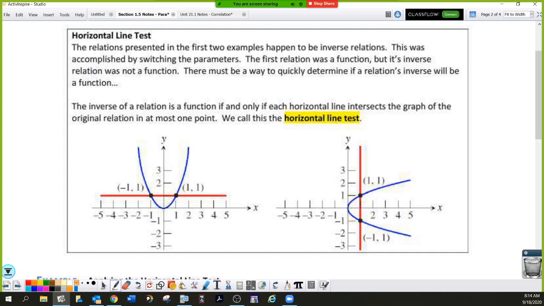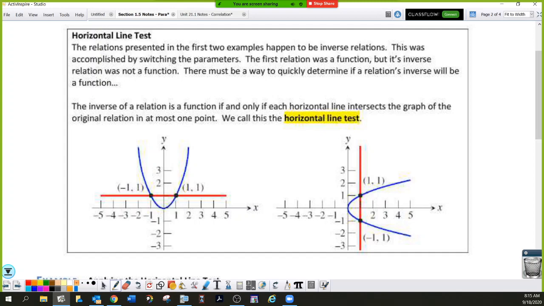Okay, horizontal line test. Wait, horizontal line test? That's right, you heard that correct. Just a second ago, we did 2 examples. The first one was a standard up and down parabola. It was a function because it passed the vertical line test. For the next example, we switched x and y, and we got a non-function because it didn't pass the vertical line test. But if you're switching x and y, every vertical line becomes a horizontal line, and every horizontal line becomes a vertical line.